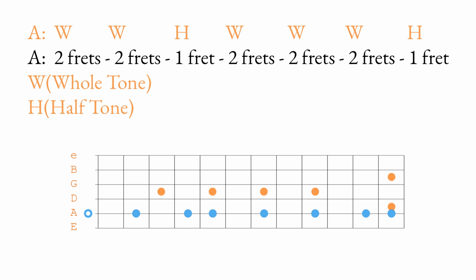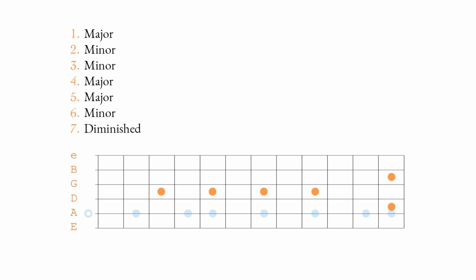Let's number them 1 to 7 as well, and I'm going to get rid of the fretboard markers here so it doesn't look too messy. I'll keep the blue dots on the diagram so we can see each note of the scale.